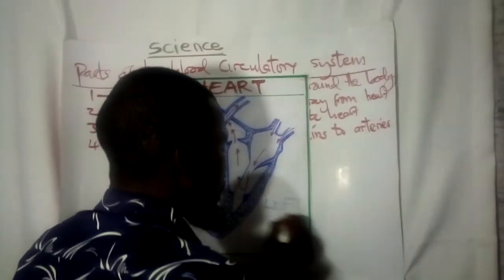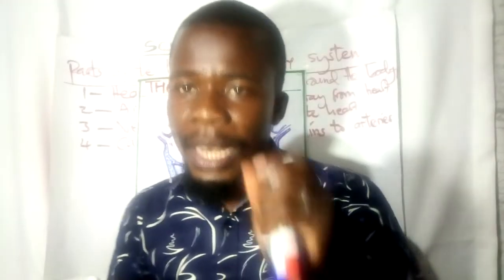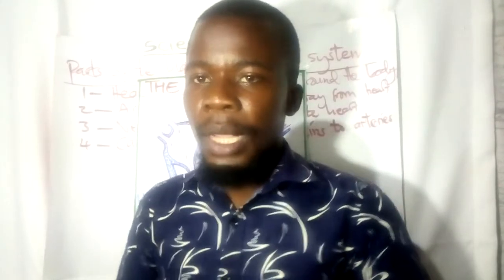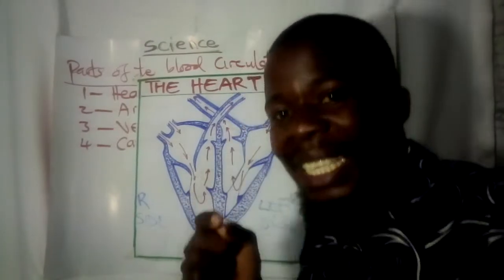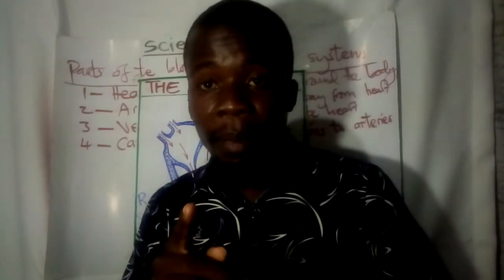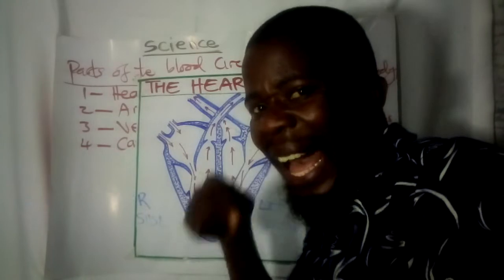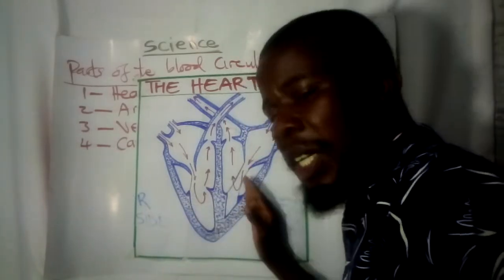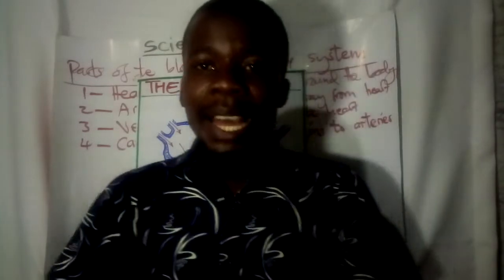Left side. All right? Why is it so? Let me tell you this. The owner, or the person whose heart has been drawn here, is facing you. You have to remember this. The person whose heart is drawn on this picture, on this board, is facing you, like I am doing.